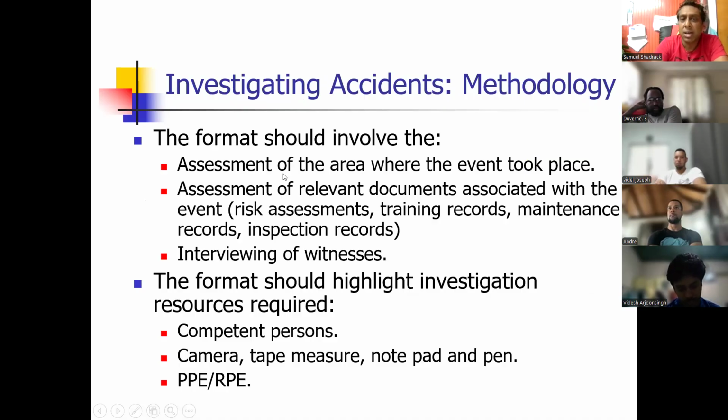So here we have the format should involve the assessment of the area where the event took place, assessment of relevant documents associated with the event: risk assessments, training records, maintenance records, inspection records, and interviewing of witnesses. The format should highlight investigation resources required. Do you need a camera, a tape? Of course, you need to be competent, right? Notepad, pen, paper, clipboard, hand gloves, PPE, RPE, because the risk could still be there. I mean, you shouldn't go to the investigation if there's a gas leak, right?